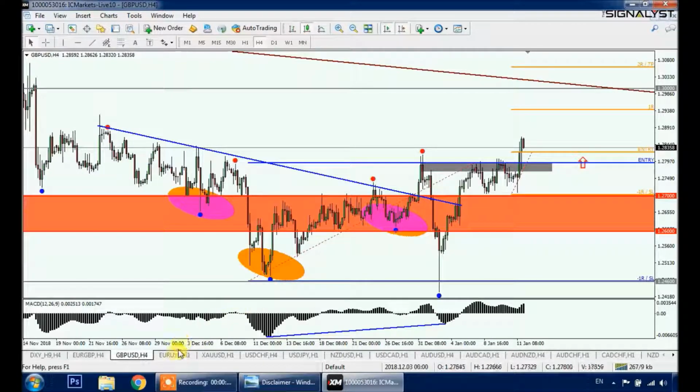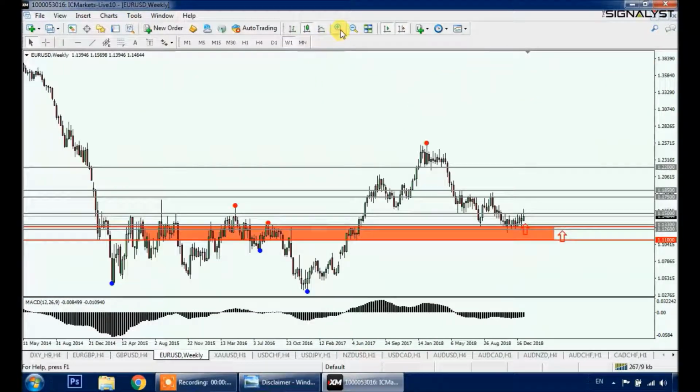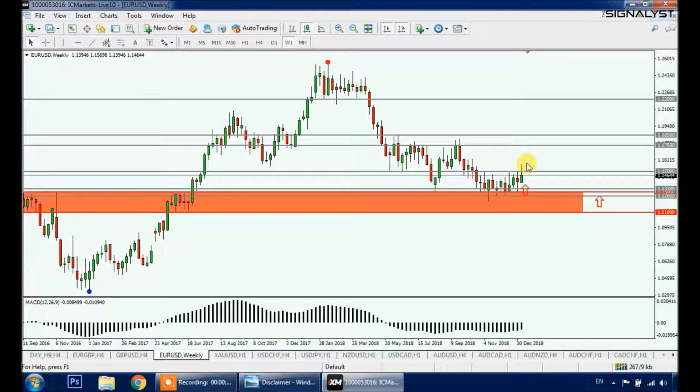Euro USD. On weekly we have a shy bullish candle with a big wick on the upper side, which means that the bulls tried to break above 1.15, which is a strong level, but ended up closing below it.